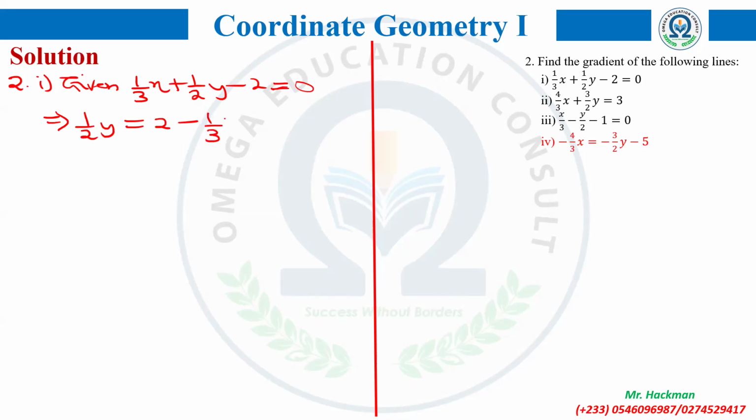Is my point well made? Yes, please. Okay, and at this point, you want the coefficient of y to be what? To be positive 1. So it means we have to multiply through by 2. Is that clear? Yes, please. Okay, very good.